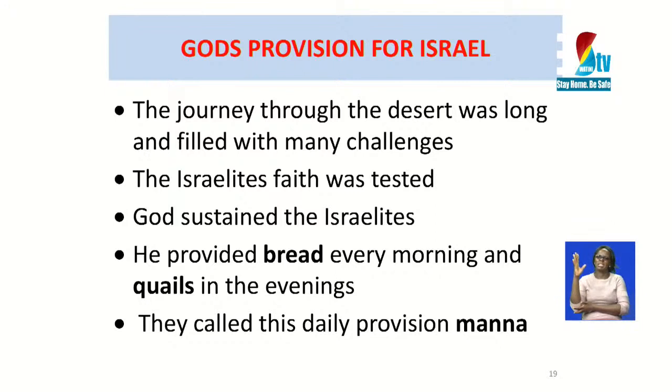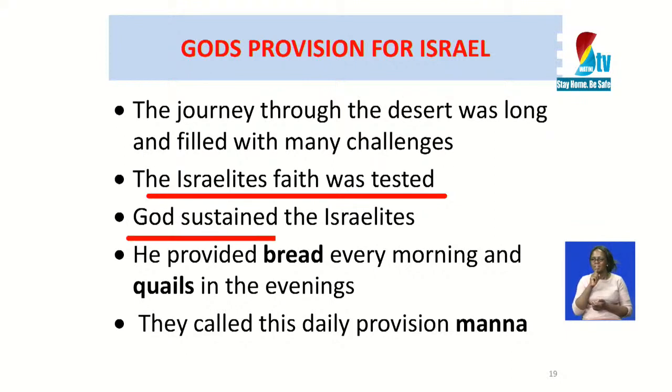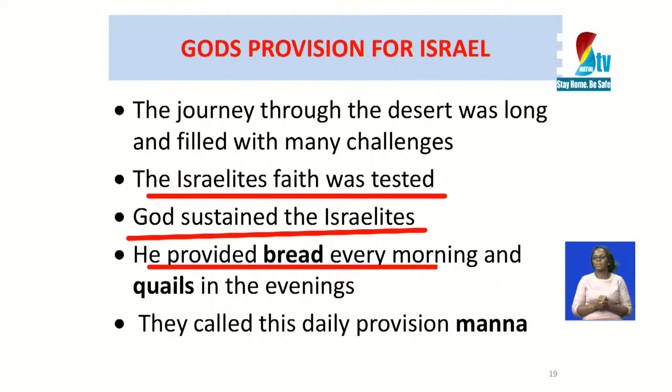So now let us continue with the journey. You find that the Israelites' journey in the wilderness was not an easy one. It was very long and filled with many challenges. At times they would be thirsty, they would need water to drink. So their faith was tested in many ways. But God stood faithful before them. He sustained the Israelites. When they were hungry, He provided them with food. So He provided them with bread every morning, and He also provided them with quails in the evening.